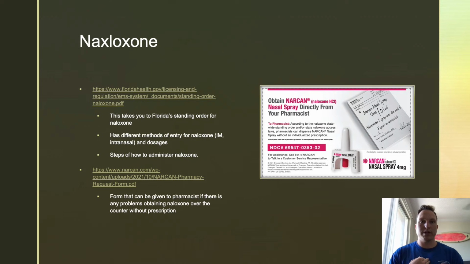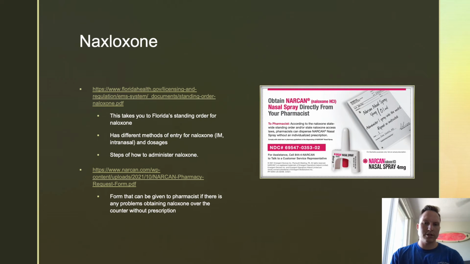I'm lucky enough to be in Florida, and I've provided the link for Florida talking about all its standing orders for naloxone. I'll even go through how to use it as well. But luckily, here in Florida, you don't need a prescription to get it. And I even called my local CVS. So if you're a Florida resident, you can call, or you can go to CVS. I know for sure they have it because I talked to the pharmacist, and he said you don't need a prescription, and you can just pay out of pocket for it.